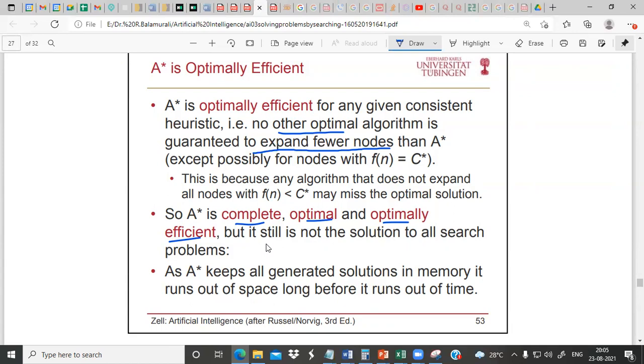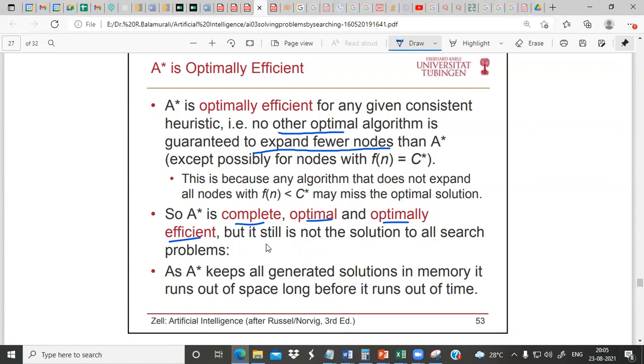A-star algorithm is optimally efficient because there is no other optimal algorithm which guarantees to expand fewer nodes than A-star. So you cannot identify another optimal algorithm which can expand a smaller number of nodes than A-star. Because of that reason, it is also called optimally efficient.